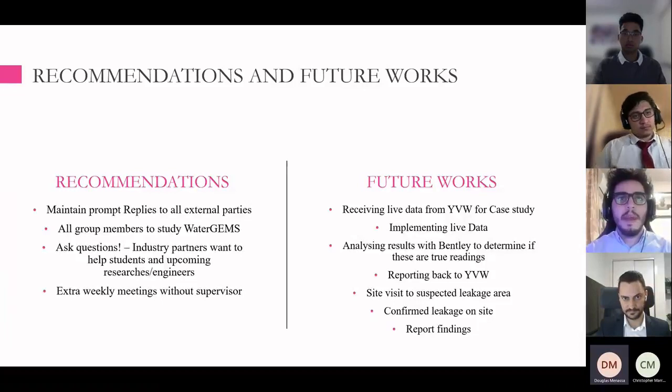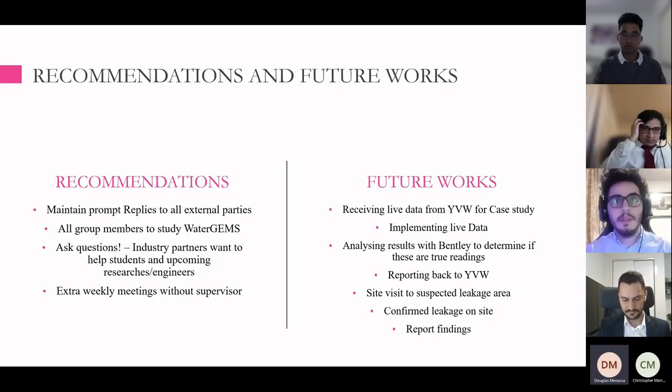Recommendations for the future groups. Maintain prompt replies to all external parties. This is where time can be wasted the most. All group members are urged to study WaterGEMS so everyone shares the same knowledge. Asking questions is also important. Industry partners want to help students and upcoming researchers and engineers. At the end of the day, this will help them more than us.